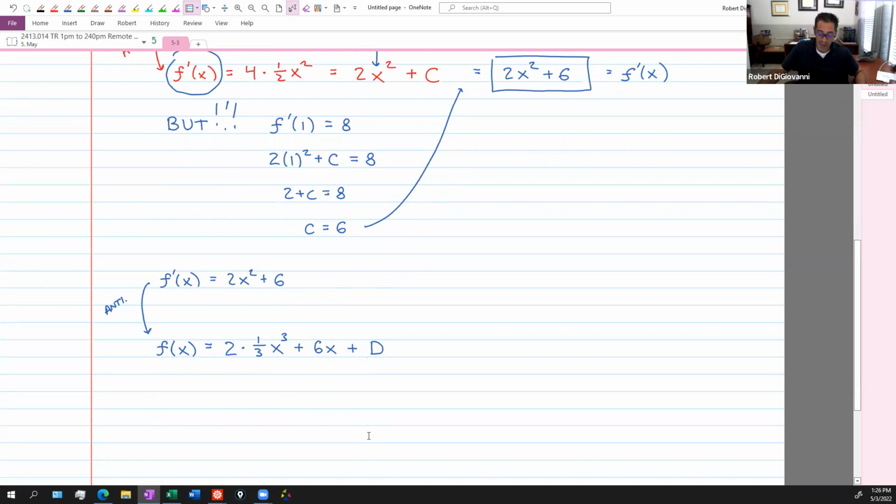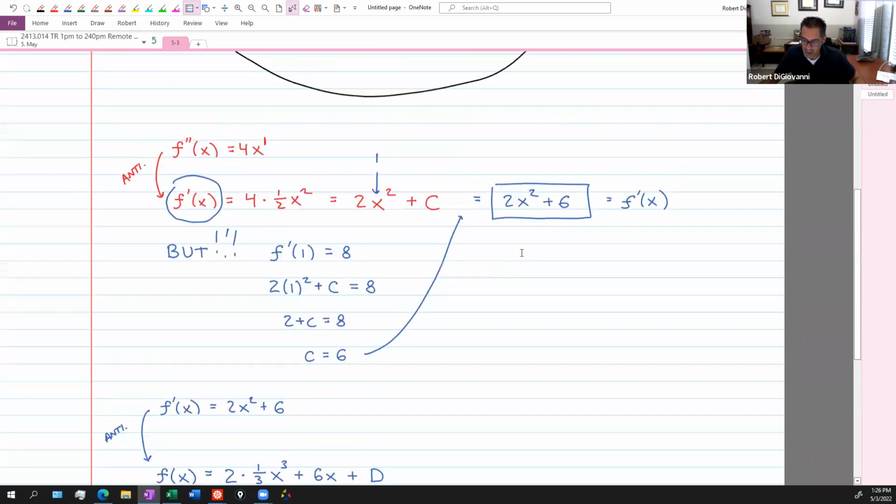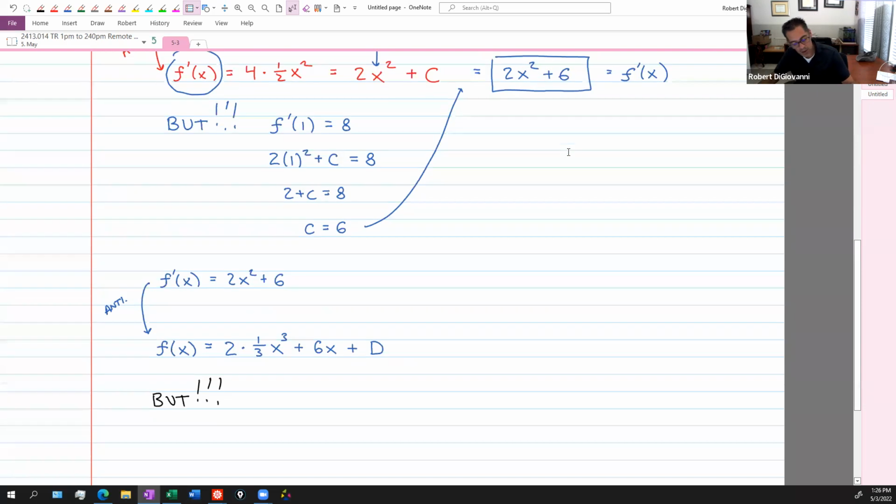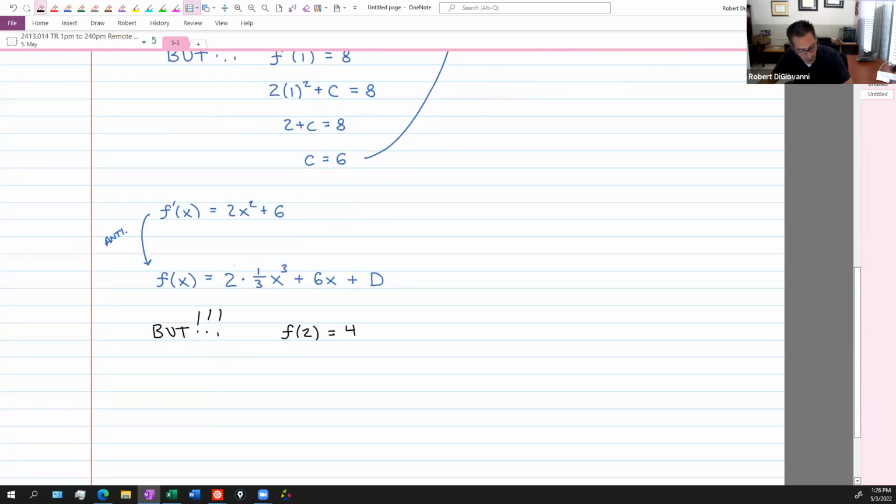All right, so I have the function, but I don't know what D is. But I was given that f of 2 is 4. So when I plug 2 into this function, it better spit out 4. I should have cleaned this up: this was 2/3 x cubed. I put the 2 and the 1/3 together, plus 6x plus capital D.